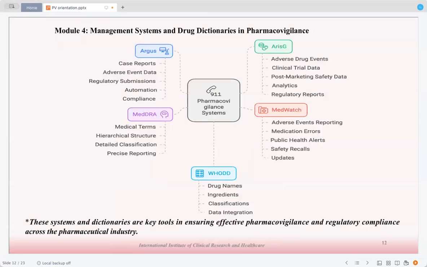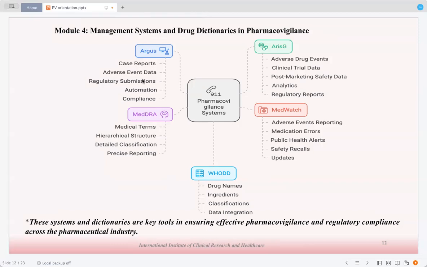Next is the management system and drug dictionaries in pharmacovigilance. So the management systems are Argus, ICSR, then MedWatch, and the dictionaries are the WHO Drug Dictionary and MedDRA. Argus is comprehensive drug safety software. It's Oracle's Argus software, widely used in the pharmacovigilance platform. It is used to manage case reports, adverse drug events, and regulatory submissions across the drug life cycle.